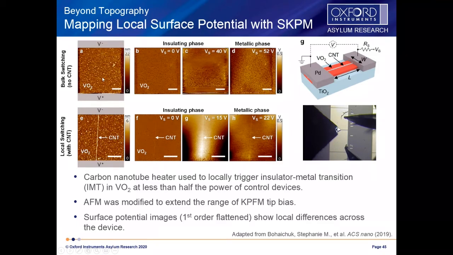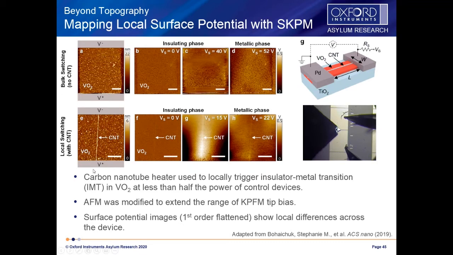So the measurement on top, the left image is of surface topography, and the images on the right is of surface potential. So we are applying different voltages onto the surface. So Vs is the surface voltage. So we start with 0 volts, we go to 40 volts, and then we go to 52 volts. And what we find is to change the sample from an insulating phase to a metallic phase, you have to apply as high as 52 volts when it's just the native surface of vanadium oxide in this nanoscale device.